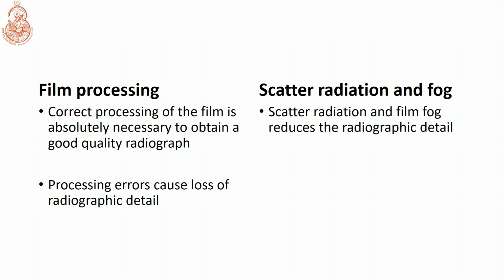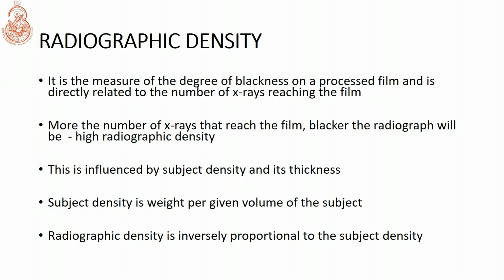The next is film processing. The correct processing of the film is absolutely necessary to obtain a good quality radiograph, and processing errors can cause loss of radiographic detail. So the next factor is scatter radiation and fog. Both scatter radiation as well as fog reduce the radiographic detail.